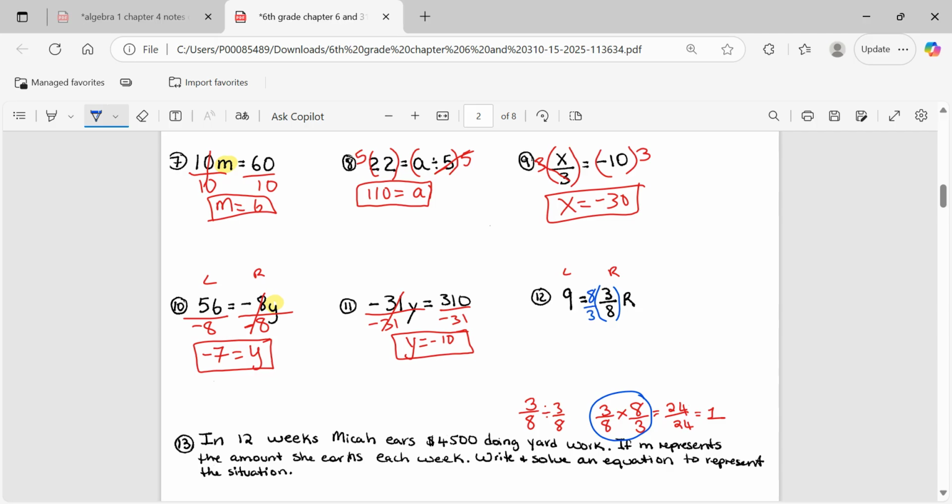And if I do it to the left, I'm going to have to do it to the right. So the r is equal to 8 times 9, which is 72, divided by 3. So my r is going to be equal to 24.